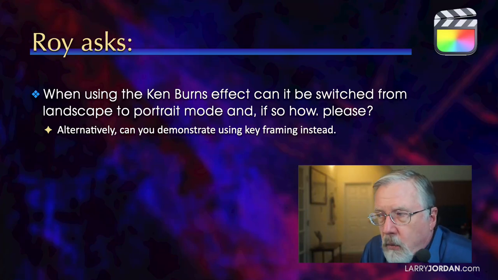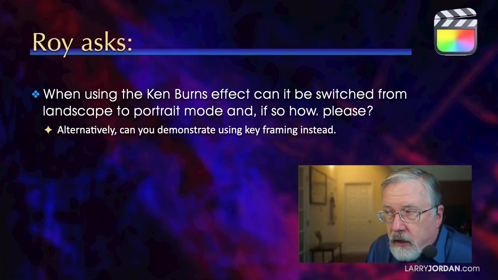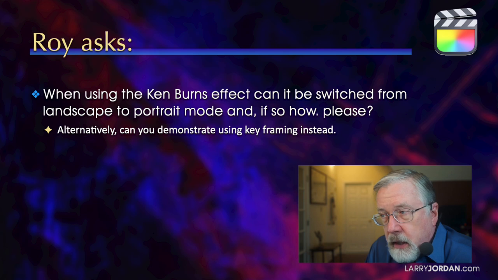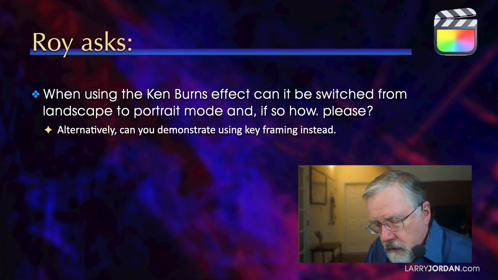Roy asks, when using the Ken Burns effect, can it be switched from landscape to portrait, and if so, how? Alternately, can you demonstrate using keyframing instead?